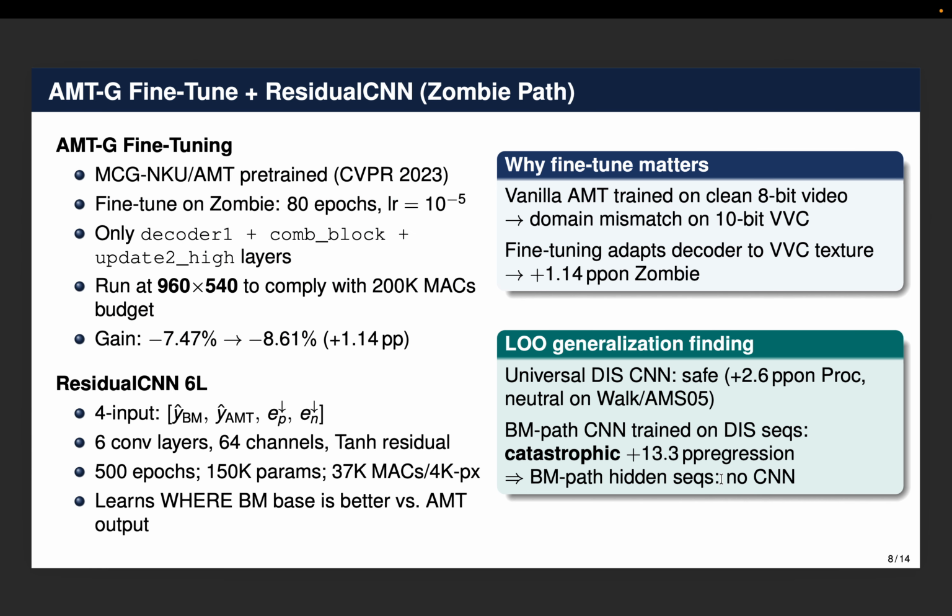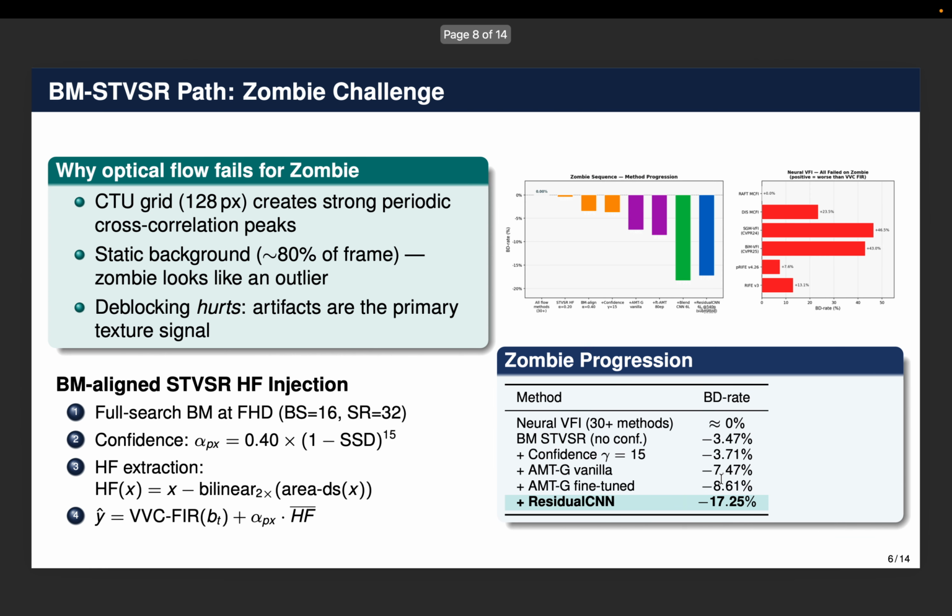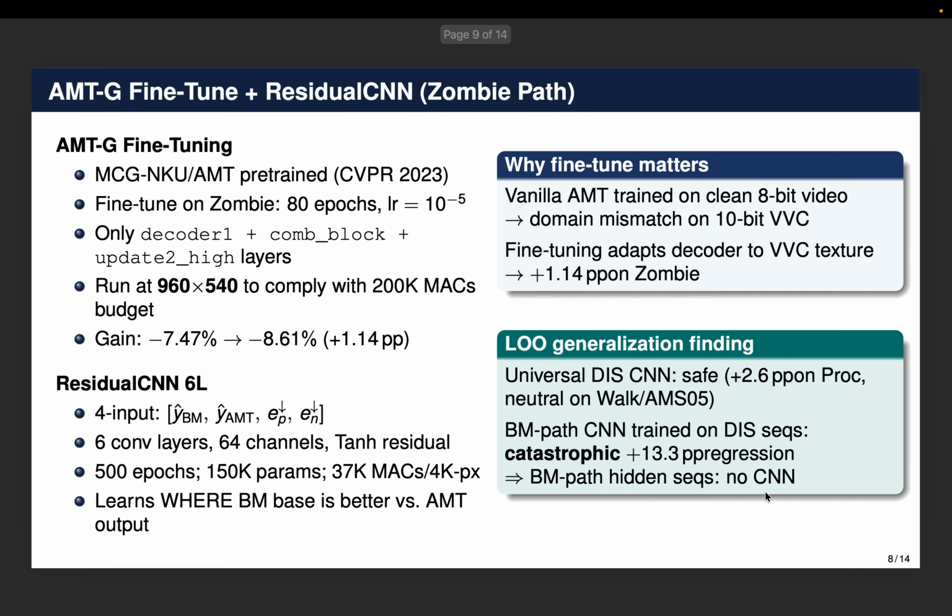BM alignment with confidence weighting reaches -3.71%. Fine-tuned AMTG reaches -8.61%. The final residual CNN improves zombie to -17.25%. A key finding is that one universal CNN does not work across motion regimes. In Leave One Out testing, applying a DIS-trained universal CNN to zombie-type content caused a regression of 13.3 percentage points. This confirms that the DIS path and BM path must remain specialized.